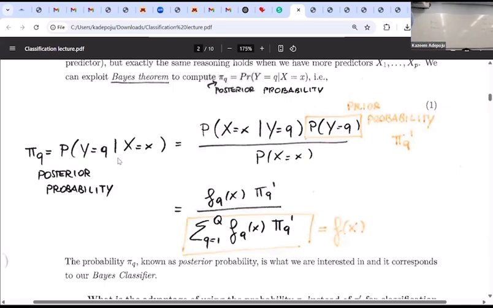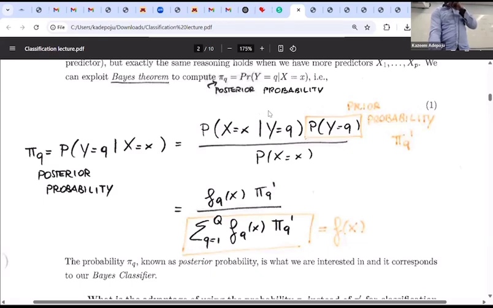Now, the one we know first is this guy here, the probability of y equal to q. You can see y equal to q, there is no predictor x, which means I've not collected data, and that's a prior. That is the probability of the state of nature before collecting data at all. That's a prior probability. So I'm going to denote that as pi q prime.